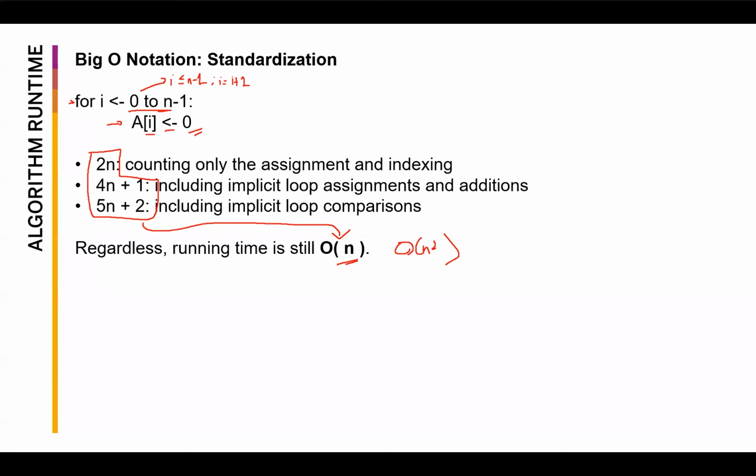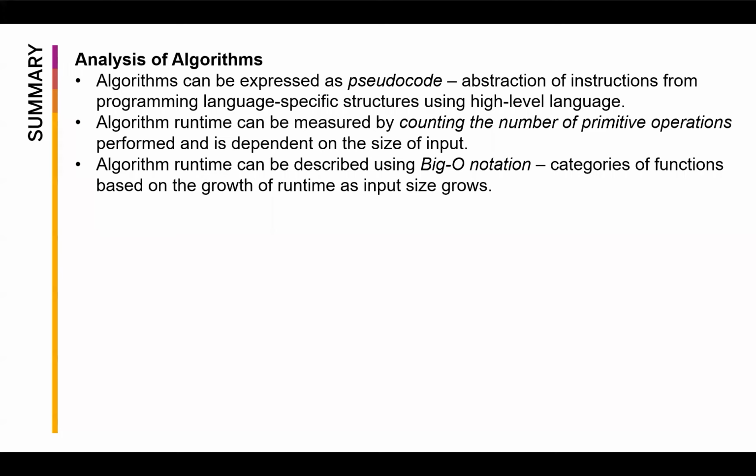All right, so let's wrap up the session. Again, algorithms can be expressed as pseudocode, an abstraction from programming language specific structures. We're using a high-level language so that we can implement this across all programming languages available. At the same time, we can perform counting of the number of primitive operations on the pseudocode, so we rely on the core operations going on in the algorithm.